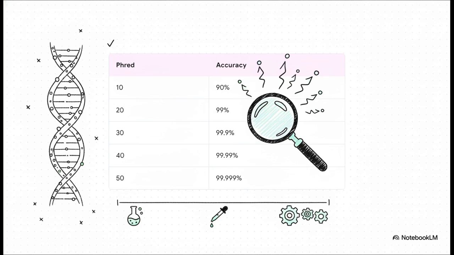To put that into perspective, a Phred score logarithmically relates to the probability that a base call is flat out wrong. A score of 10, that means 90% accuracy. A score of 20 gets you to 99% accuracy. But look at a Phred score of 30. That equates to a reassuring 99.9% accuracy rate. 30 is the magic number. It's the gold standard threshold we look for to know for sure that we can actually trust our data.